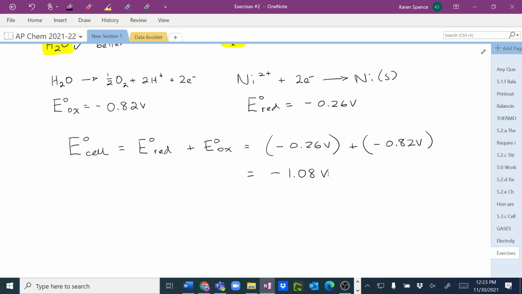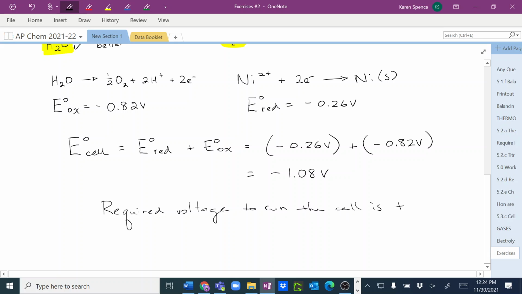So basically when they're asking you what voltage it needs in order to proceed, the required voltage to run the cell is positive 1.08 volts. And I often like to put a little greater than in there, because sometimes it just needs that little kick past 0 volts to get going. Yes? All right, so far so good.